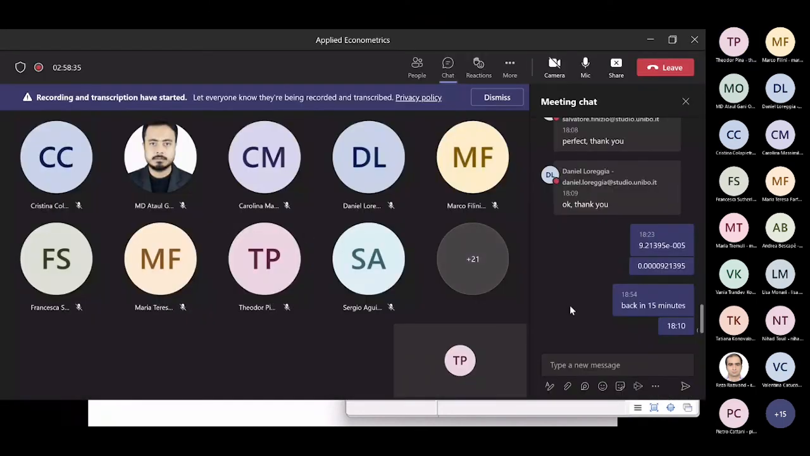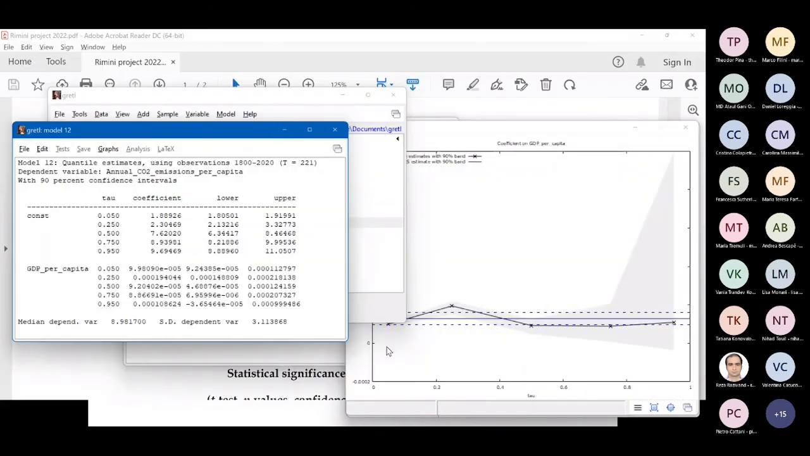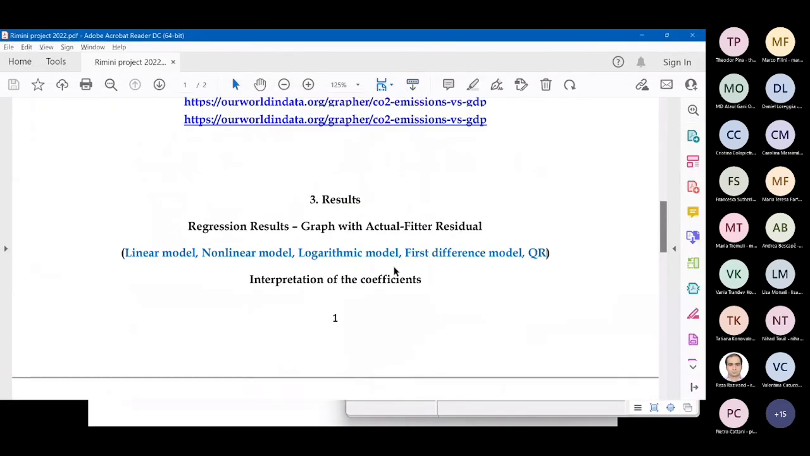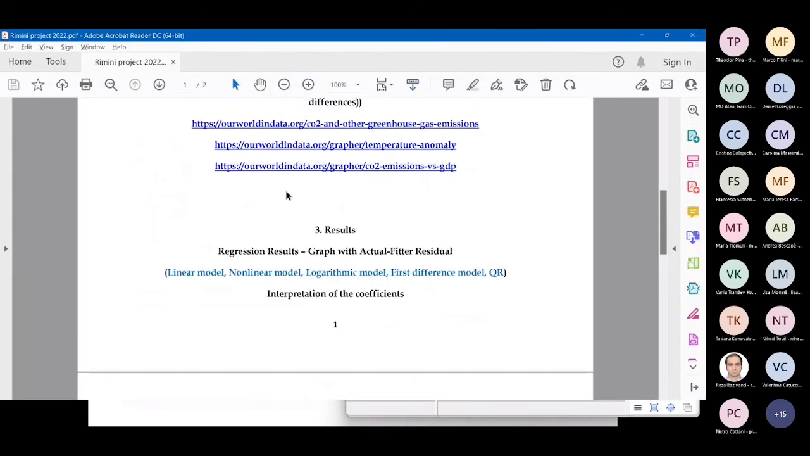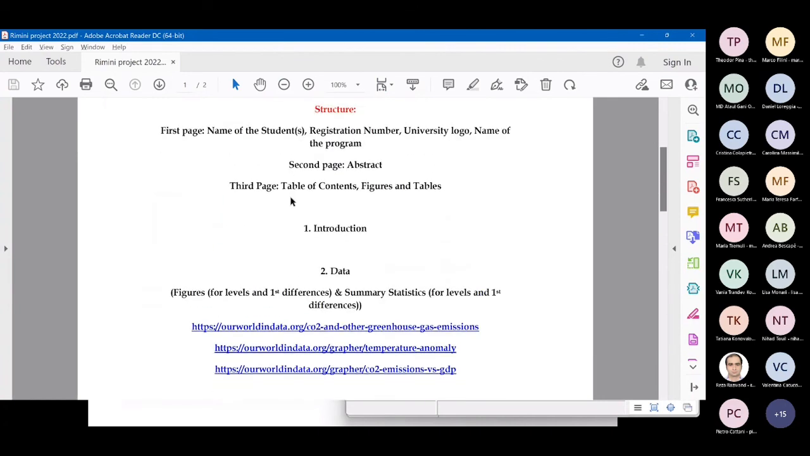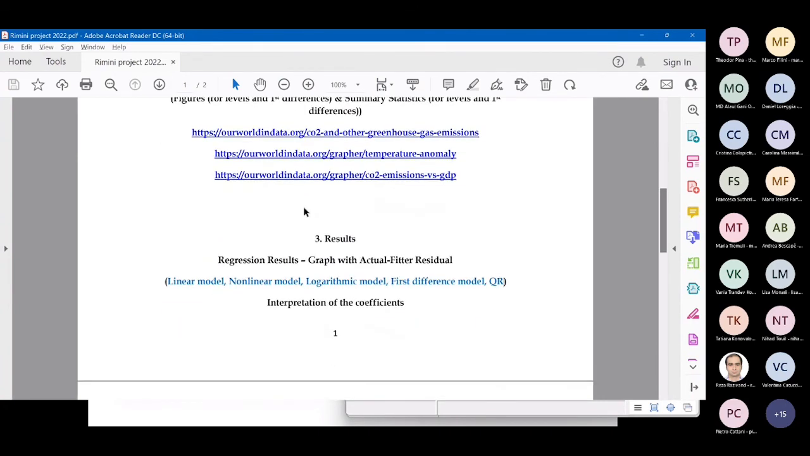Okay, so let me recap. So you have the project. The project is here. You can start with the data and the regression results. So in the regression, you need the linear model, the non-linear model. The non-linear model is the one with the squared. You have the logarithmic model, and you have the quantile regression. So we have done everything so far except the first differences.